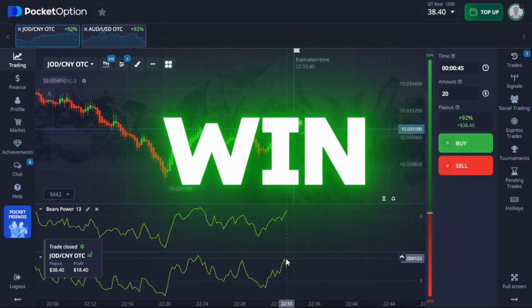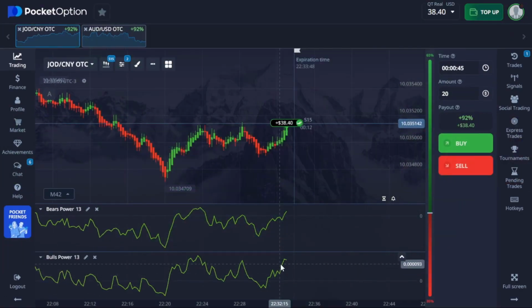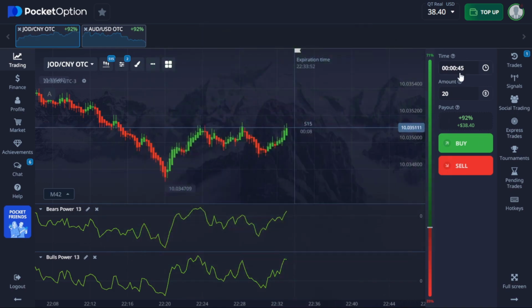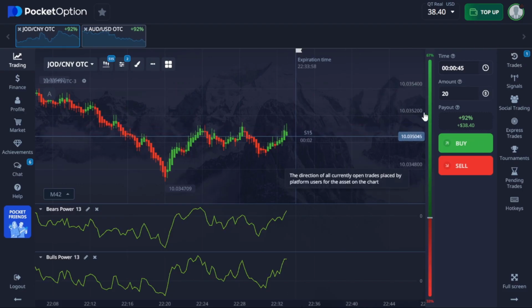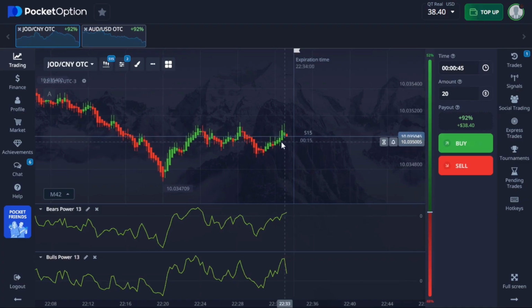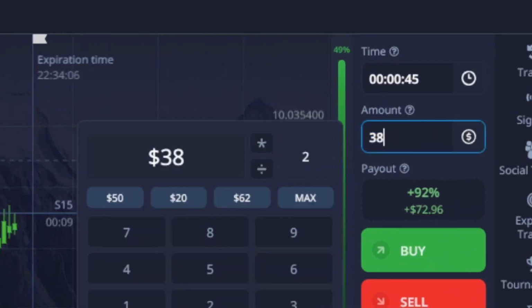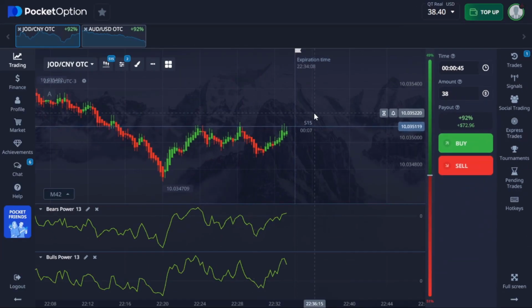Rejection candles. And look at that, guys. We got this right now, $38. And remember, 4 or 5 seconds on expiration time. That is a completely fast strategy. I'm testing minutes right here, but it's too long. Sometimes it turns around at the end. But pay attention. Now we're going to use $38, that is the same in all my amounts.